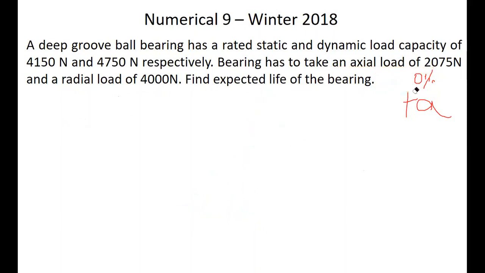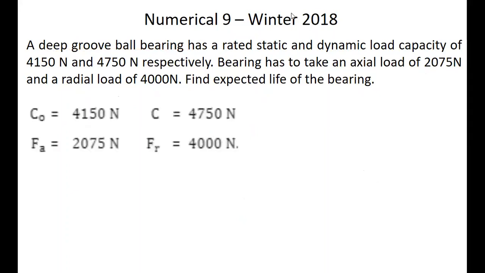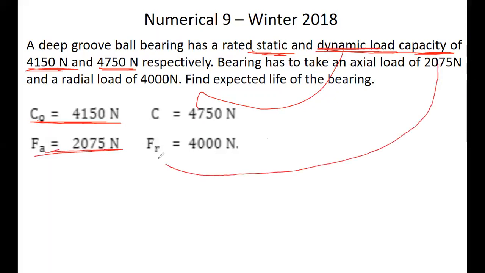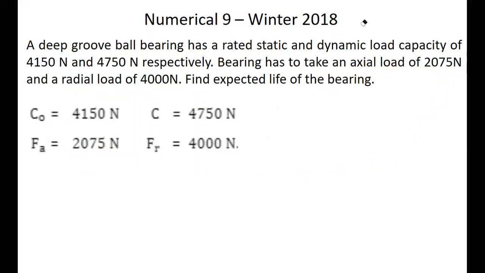Let's start. X and Y values are not given. So in this numerical, we have to choose the X and Y values from the table of deep groove ball bearing. Let's see how we have to do it. Let's first write down the given data. The static load capacity CO is 4150 Newton. Dynamic load capacity is 4750 Newton. Axial load is 2075 Newton and radial load is 4000 Newton. Whatever values were given, we have already written down.